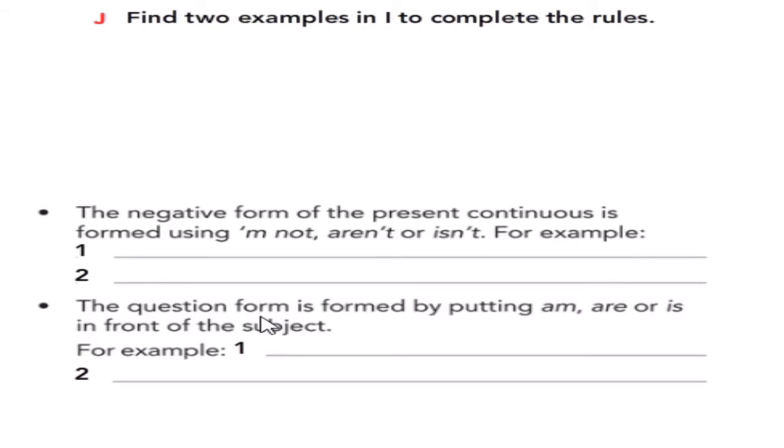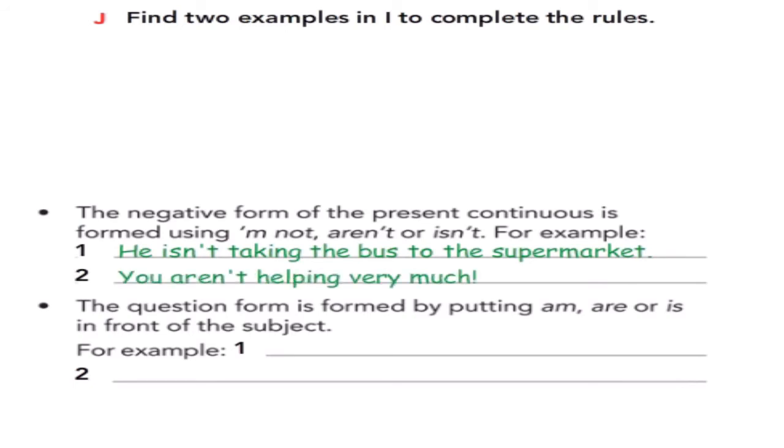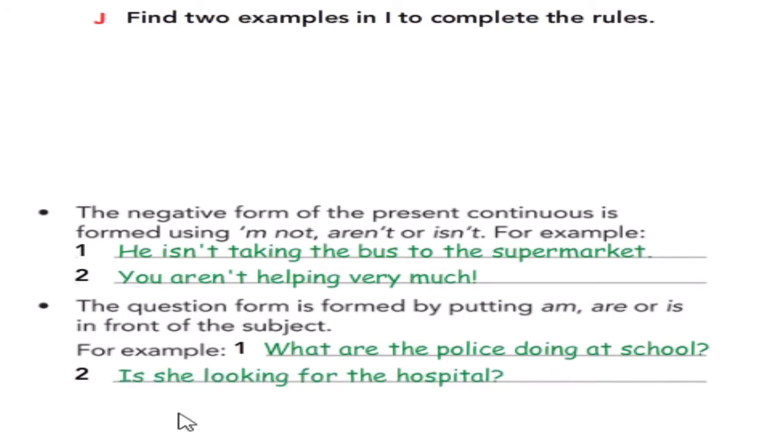Now let's check your answers. The negative form of the present continuous is formed by using am not, aren't, or isn't. For example, 1. He isn't taking the bus to the supermarket. 2. You aren't helping very much. The second rule, the question form is formed by putting am, are, or is in front of the subject. For example, 1. What are the police doing at school? 2. Is she looking for the hospital?